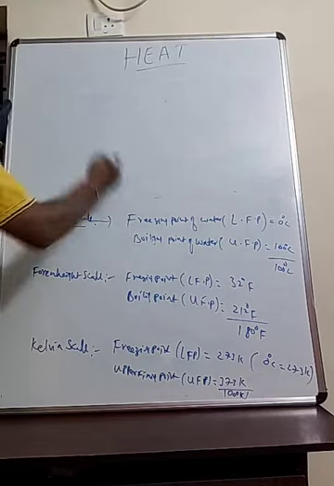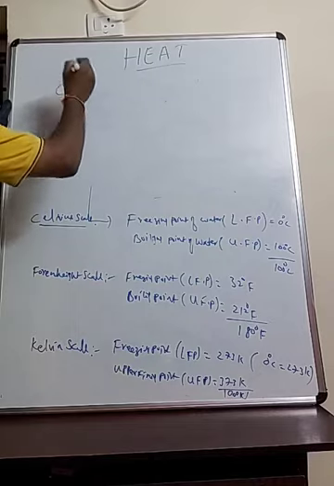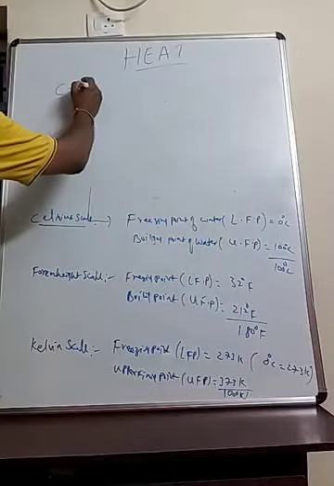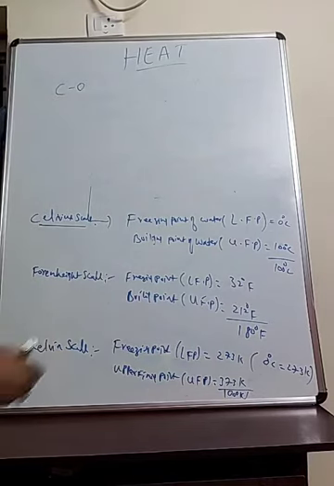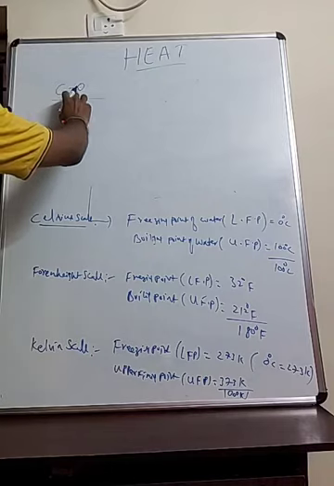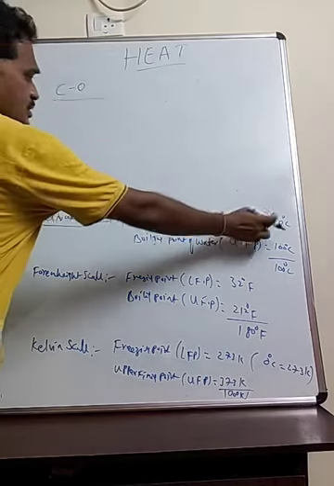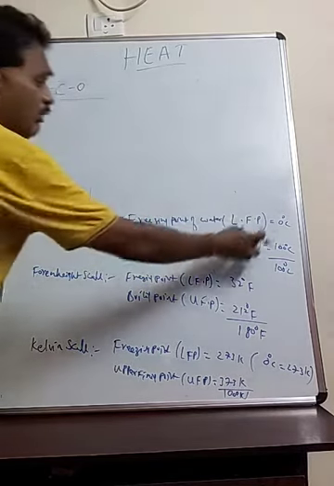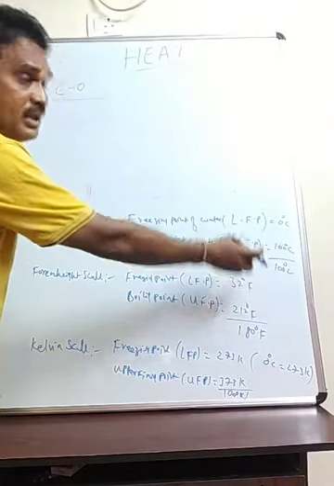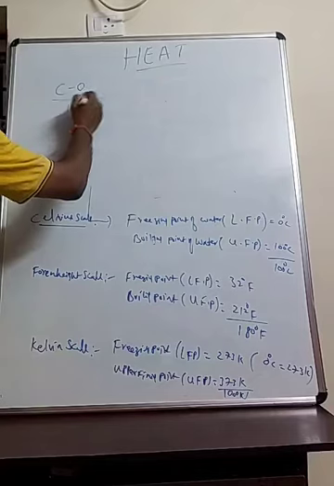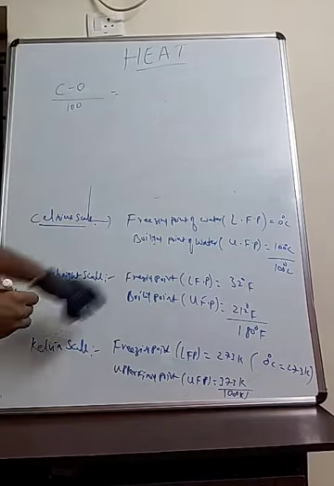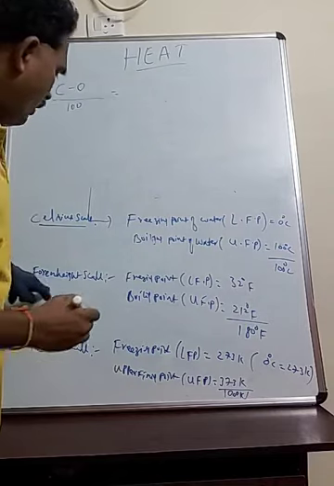Centigrade we define as C minus LFP, that is 0 degrees. C minus 0. That's why for the centigrade scale we take C minus 0 degrees, the LFP, divided by how many equal parts we have taken. What is the difference between the LFP and UFP? That is 100. That's why C minus 0 by 100 is equal to, then for the Fahrenheit scale.